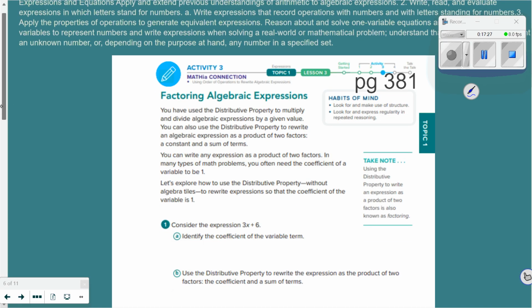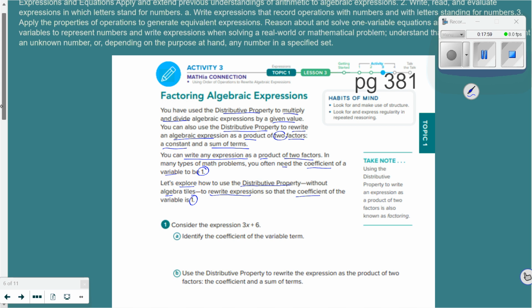So far we've used the distributive property to multiply and divide algebraic expressions by a given value. You can also use the distributive property to rewrite an algebraic expression as a product of two factors, a constant and a sum of terms. You can write any expression as a product of two factors. In many types of math problems, you often need the coefficient of a variable to be 1. So let's explore how to use the distributive property without algebra tiles to rewrite expressions where a coefficient is 1.